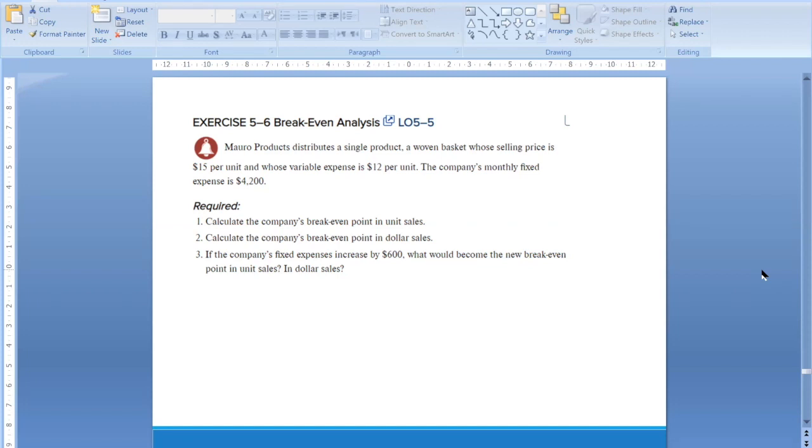Required from the question: calculate the company's break-even point in unit sales. Calculate the company's break-even point in dollar sales. And if the company's fixed expenses increased by 600, what would become the new break-even point in unit sales and dollar sales? Okay.